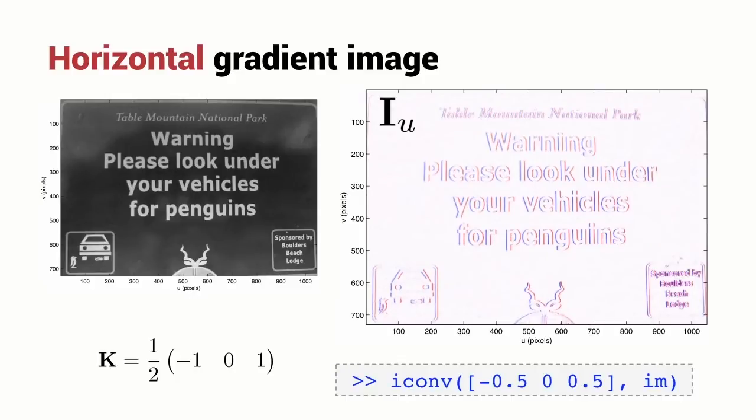So what this kernel is doing is highlighting vertical lines within the scene, because vertical lines have a strong horizontal gradient. I denote this image as I subscript u. This is a common way to denote image gradients. The subscript represents the direction in which the gradient is being computed.